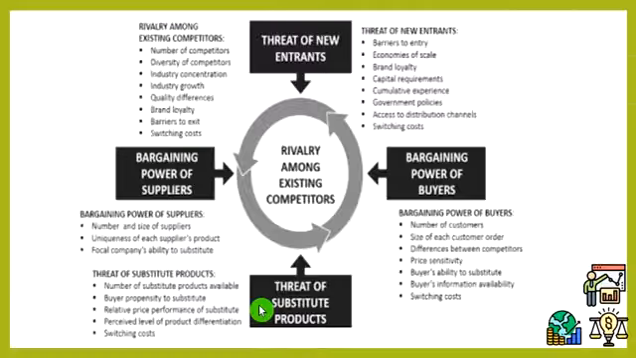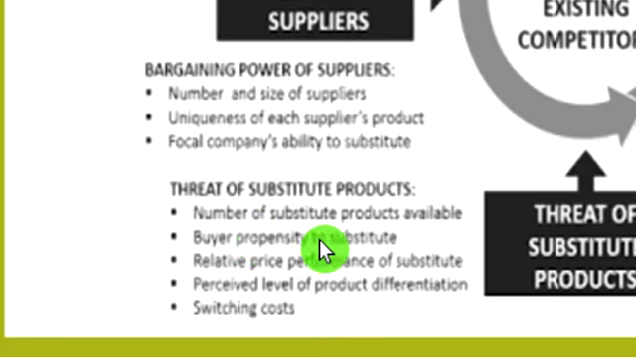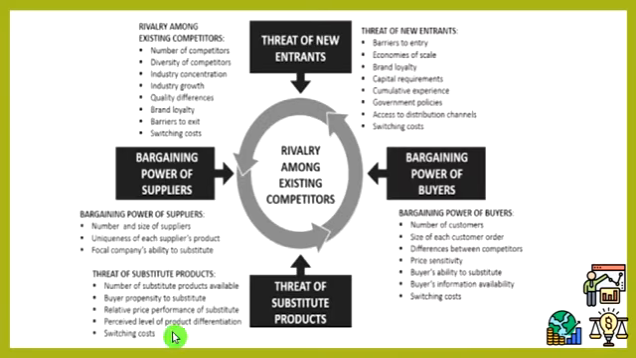And lastly, the threat of substitute product. These are the following examples: number of substitute products available, buyer propensity to substitute, relative price performance of substitute, perceived level of product differentiation, and switching costs. So this is the simplified illustration of the Porter's 5 forces.